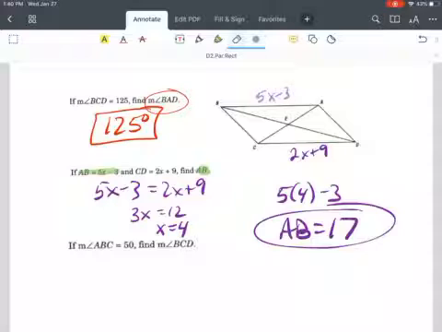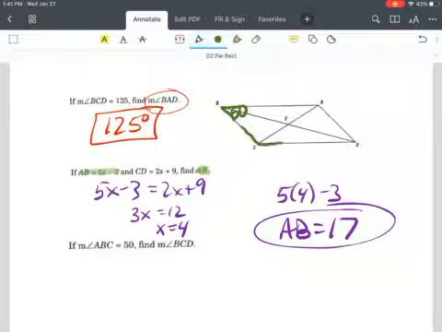Last example here with a parallelogram for this one is looking at ABC, which is 50 degrees. And it wants to know the measure of BCD, which is a consecutive angle. It's the very next angle. So consecutive angles are supplementary. Supplementary to 50 is 130 degrees.